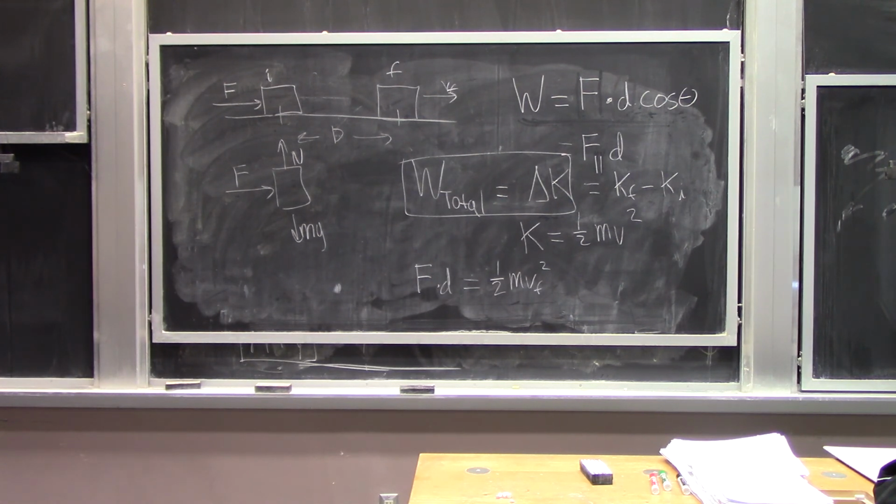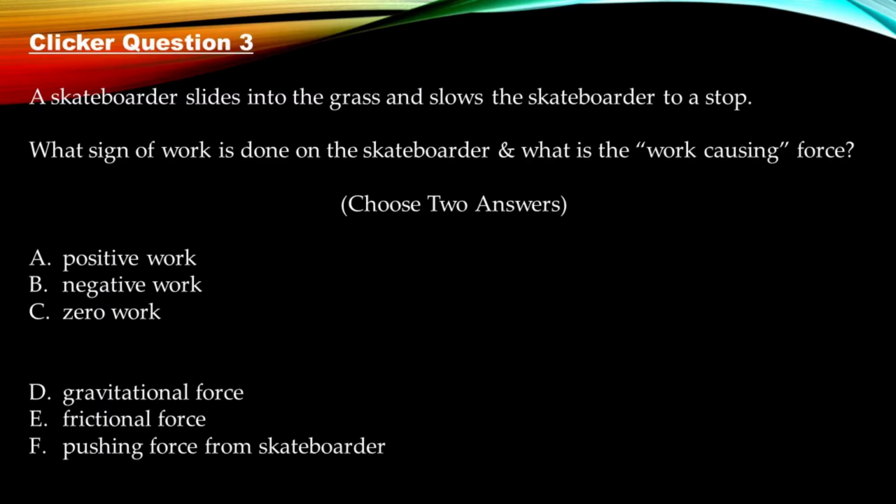Moving on. So now we have another question here, and this one says a skateboarder slides into the grass, and that slows the skateboarder to a stop. What sign of work is done on the skateboarder, and what is the work causing force? So you have one answer for A through C and one answer for D through F. Okay, so go ahead and talk about this one.